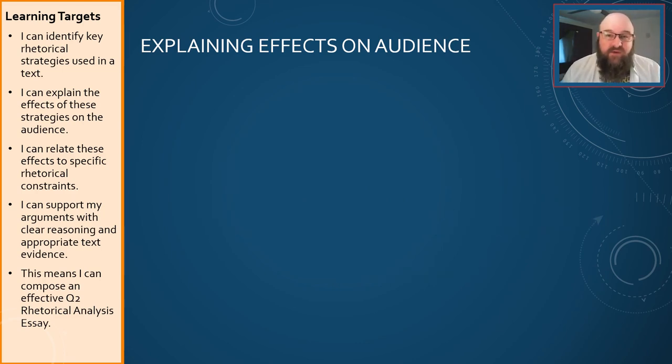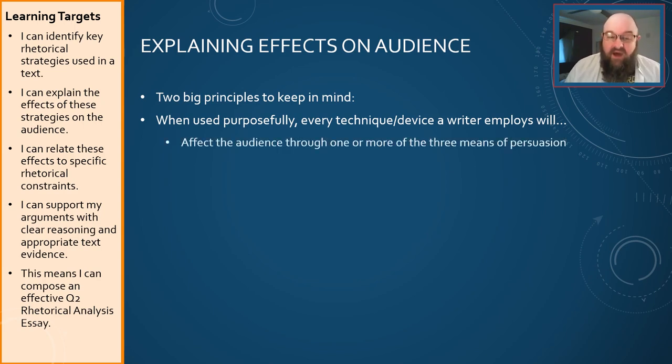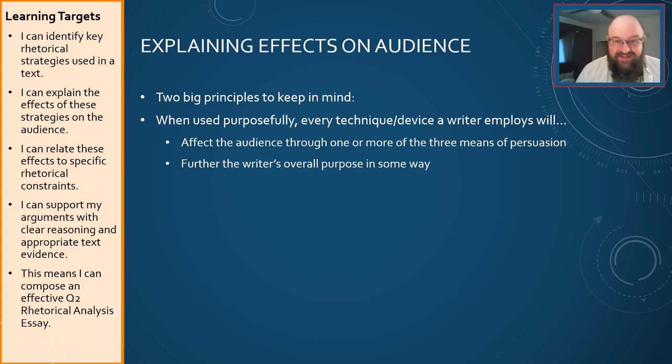To answer this question, there's really two big principles to keep in mind. When used purposefully, every technique or device that a writer employs in a persuasive text will always, one, affect the audience through one or more of the three means of persuasion, and two, further their overall purpose in some way.